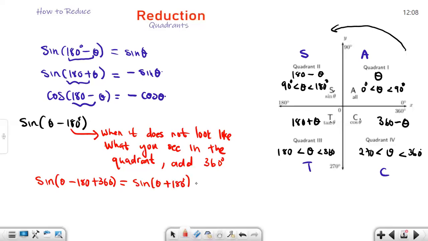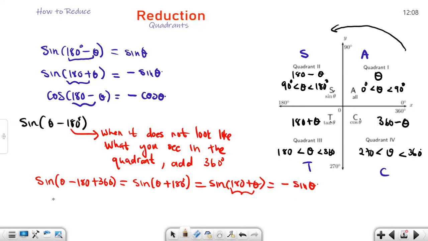I think we can now rearrange. That will be sine of 180 plus theta. And we know this is for the third quadrant, where sine is negative. We are done. Let's take this again. I want to be sure with whatever we do.